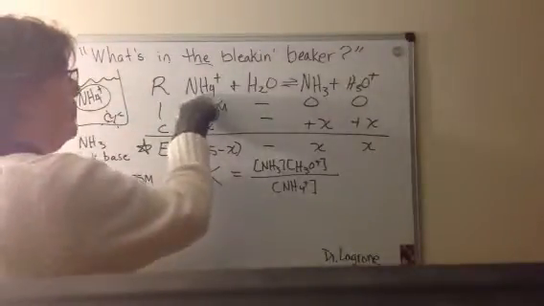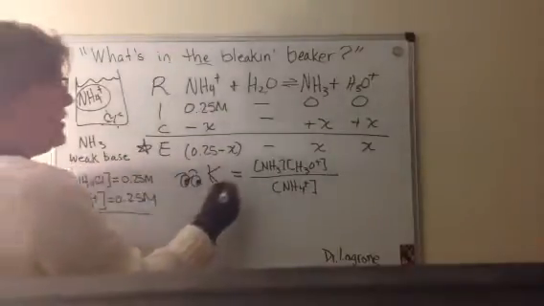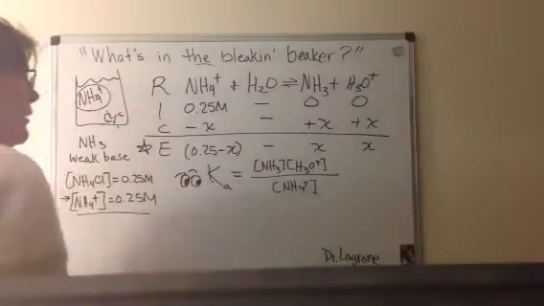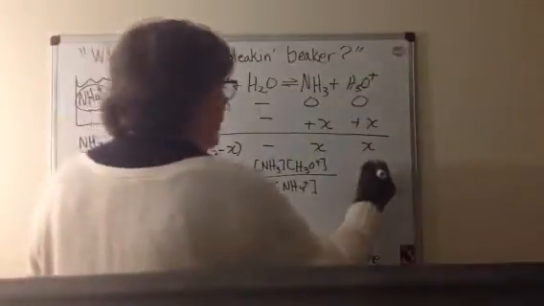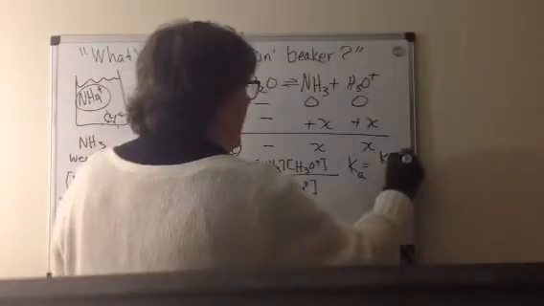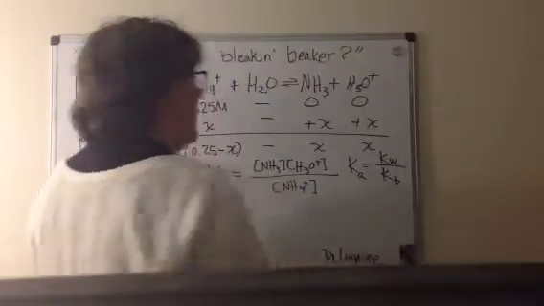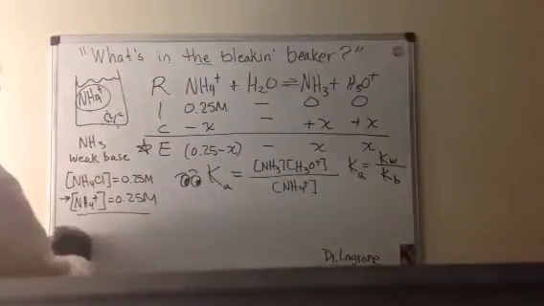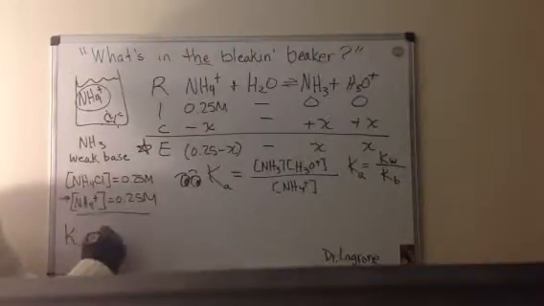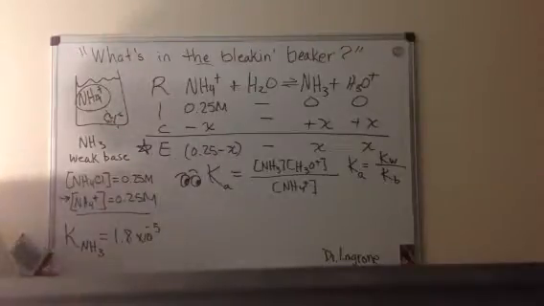So this is not a base. What is this? A conjugate acid of a weak base. So this time I want the hydrolysis constant to be a Ka. And if you remember from the previous video on hydrolysis, I can find the Ka by ratioing the Kw to the K for the base. So K for ammonia, for NH3, is 1.8 times 10 to the negative 5.